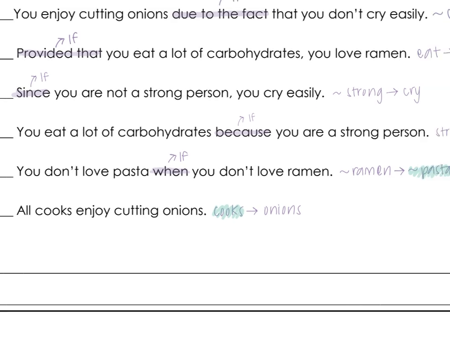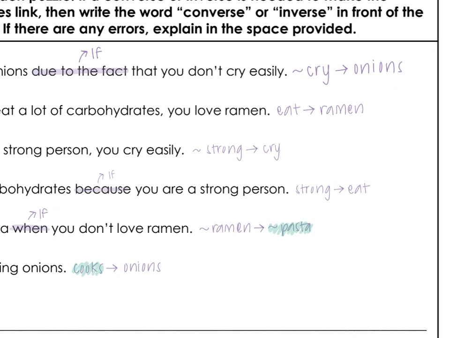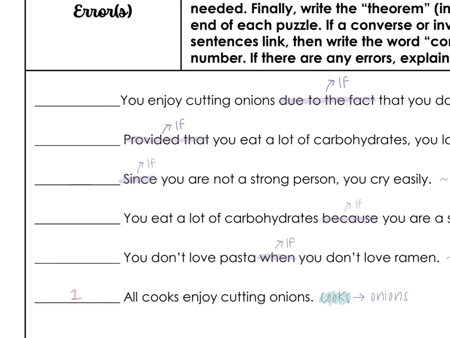Okay, so that means we've got to pick up with onions. Well, I have an onions up here in that first sentence, but it is unfortunately at the conclusion spot. So I need to just bring it to the front. I need them to switch places. I don't want to negate it. So this is going to be where we're going to have an error. We're going to have that converse is going to be used here. Okay, so I'm going to write converse and then I'll just number it number 2.